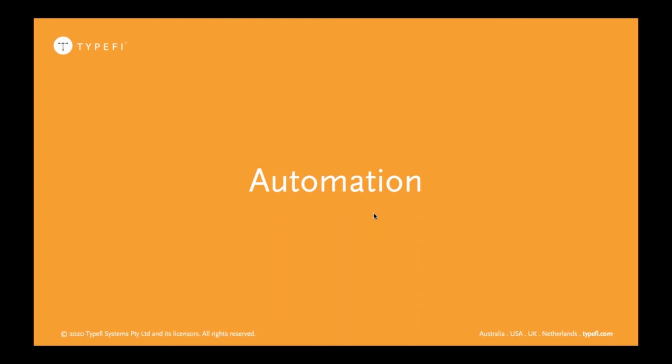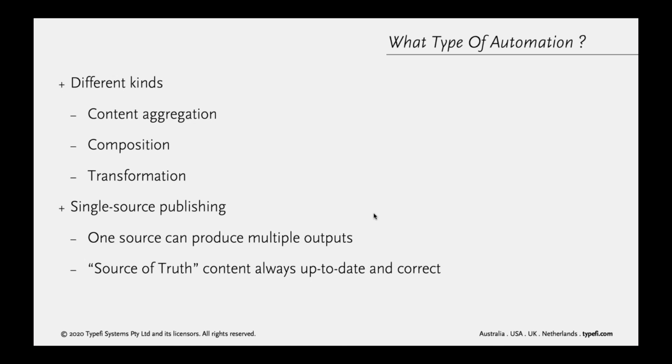So once you have your content in the XML format and nicely managed in a CMS, you might be willing to consider automation. There are several different kinds of automation that can be introduced to a publishing workflow, and you can do some of them or all of them depending on your needs.